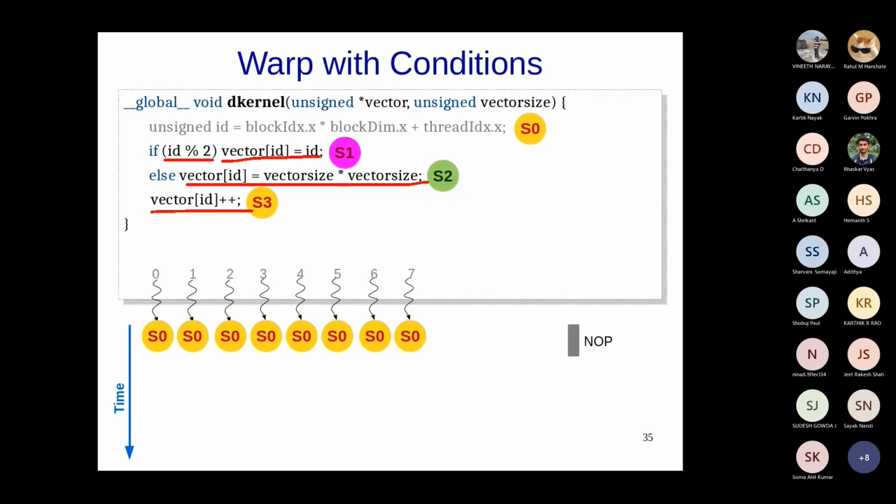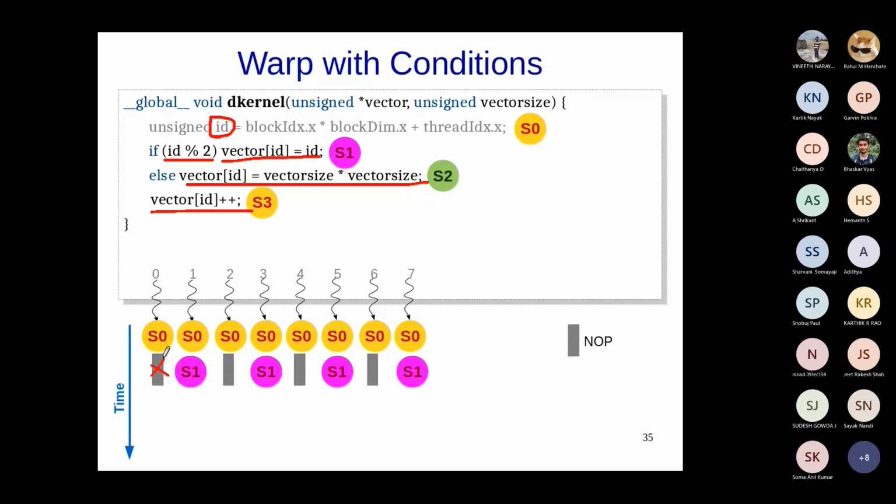They all are executing the same instruction at the same time on different data items, because ID is local to each thread. The ID variable is local to each thread. So they are going to have 32 copies, or in this case, 8 copies of this ID. So that executes in parallel on different data items. Then S1 happens. S1 must occur only for the odd number threads. Therefore, the even number threads are not going to execute any instruction.